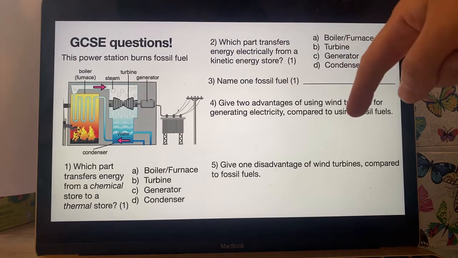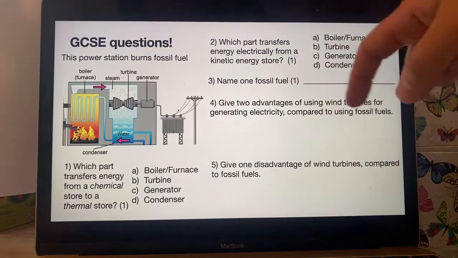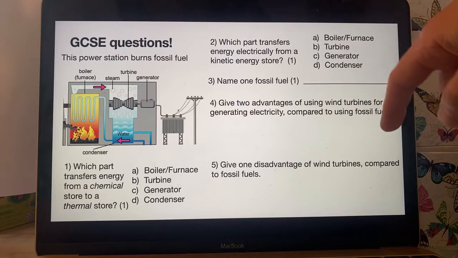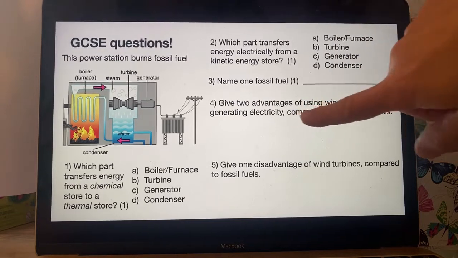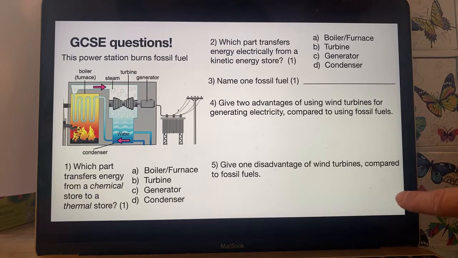It's quite clever that they've said that, isn't it? It means you can't just write that it doesn't take up farmland. You might have memorised that about wind turbines, but it's not an advantage compared to fossil fuels, because neither of them take up farmland. And finally, one disadvantage of wind turbines compared to fossil fuels. One reason why fossil fuels are better.